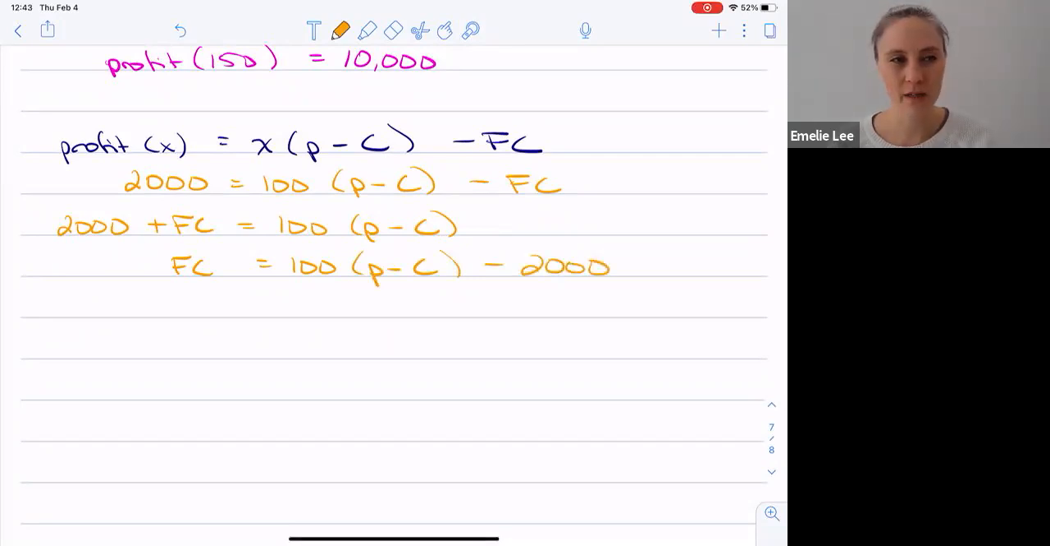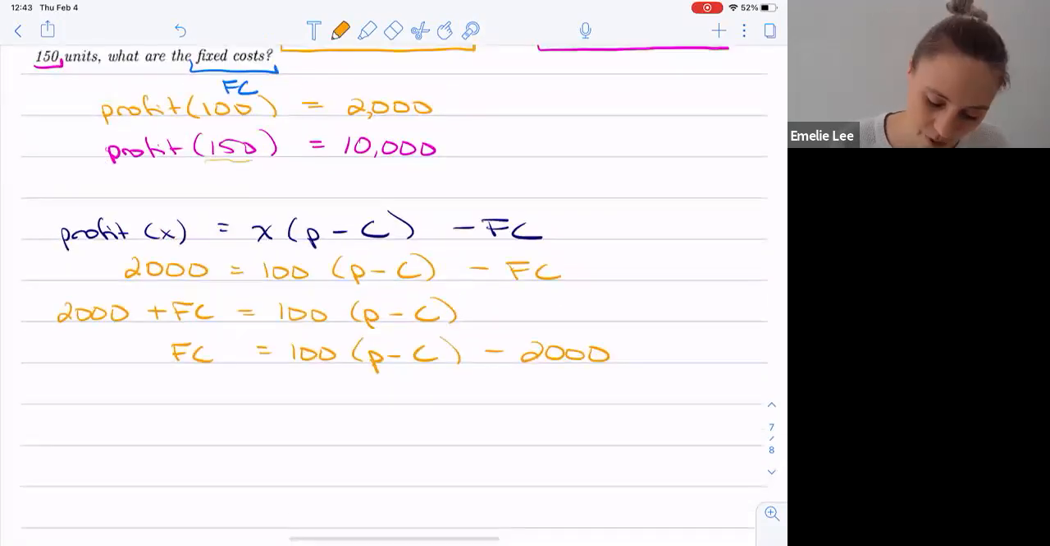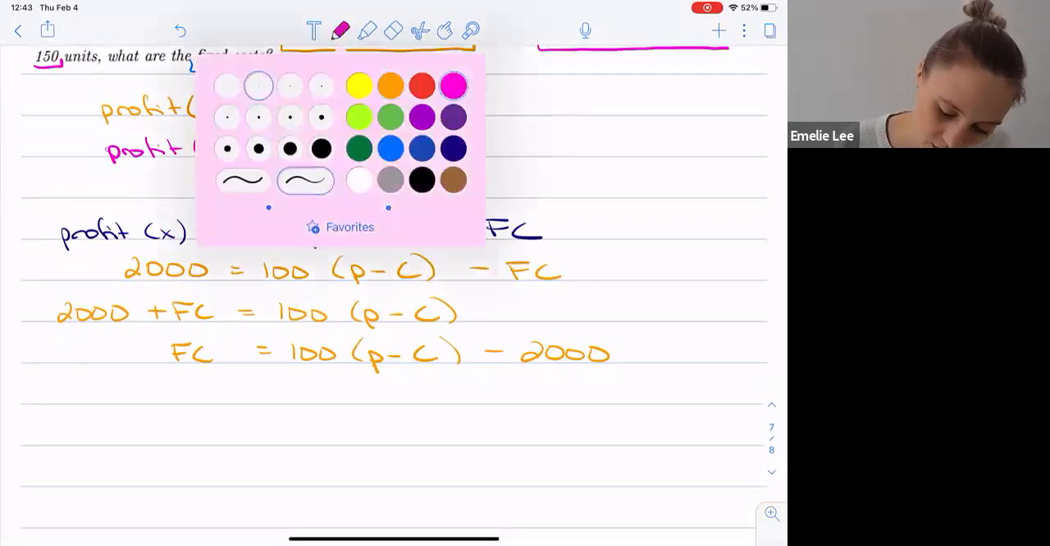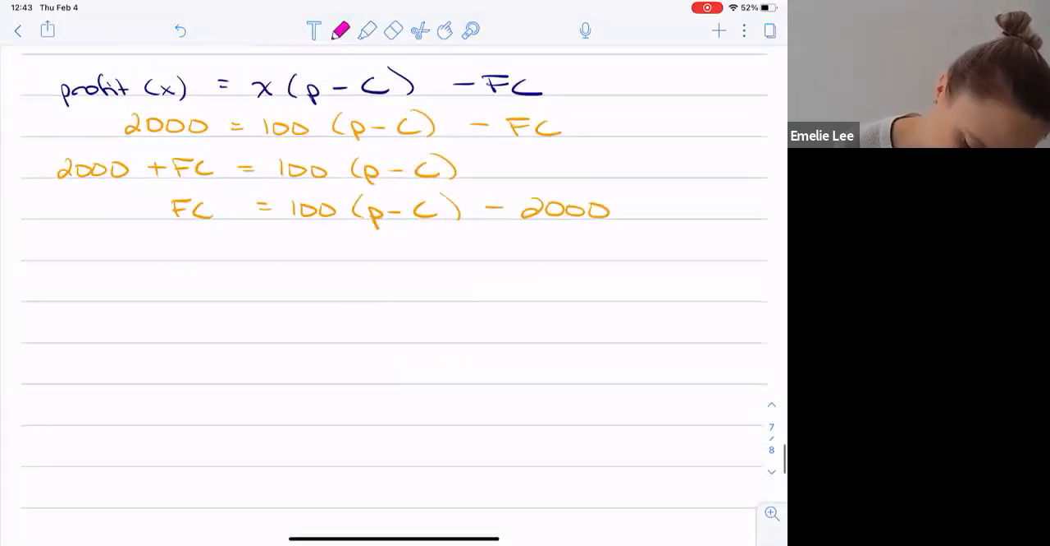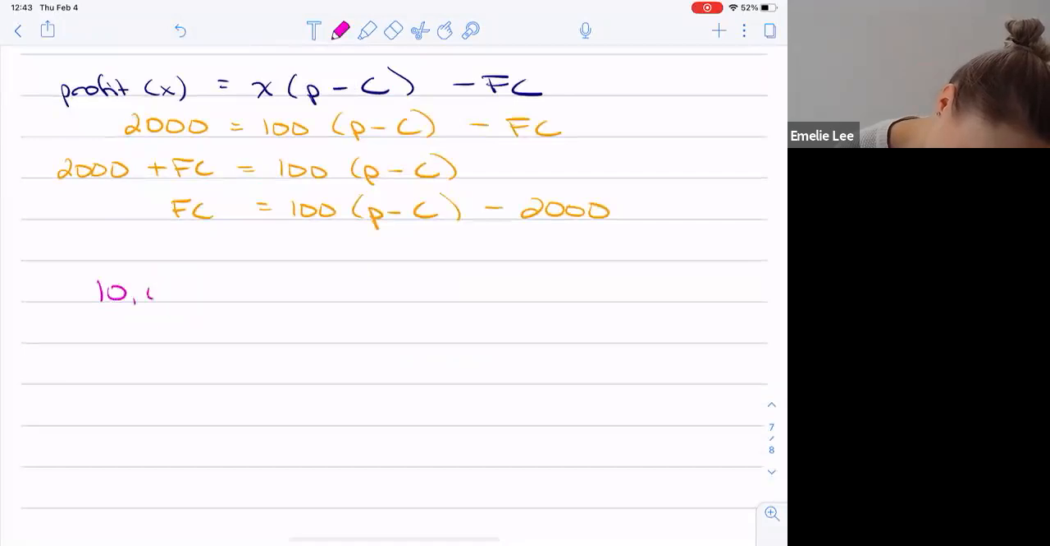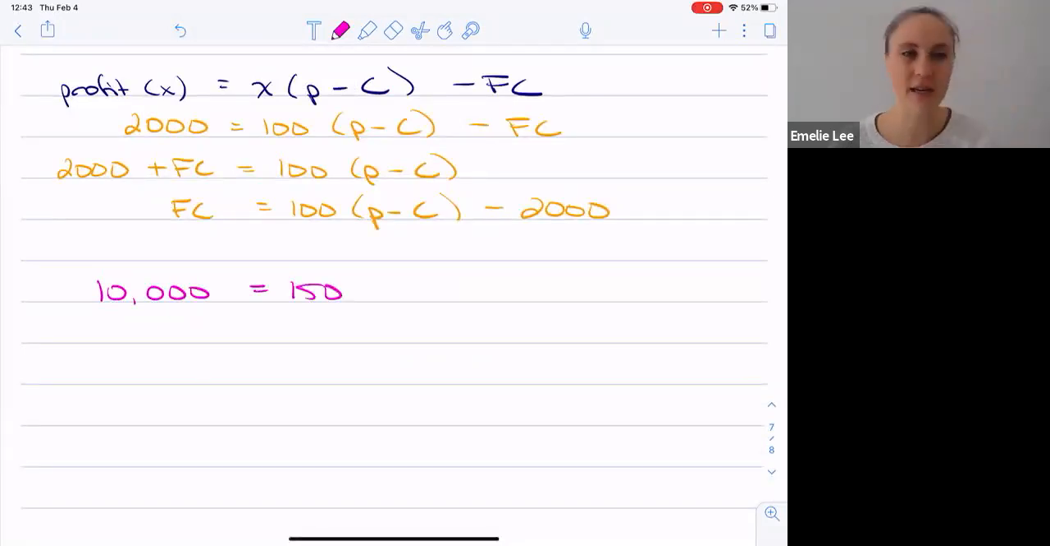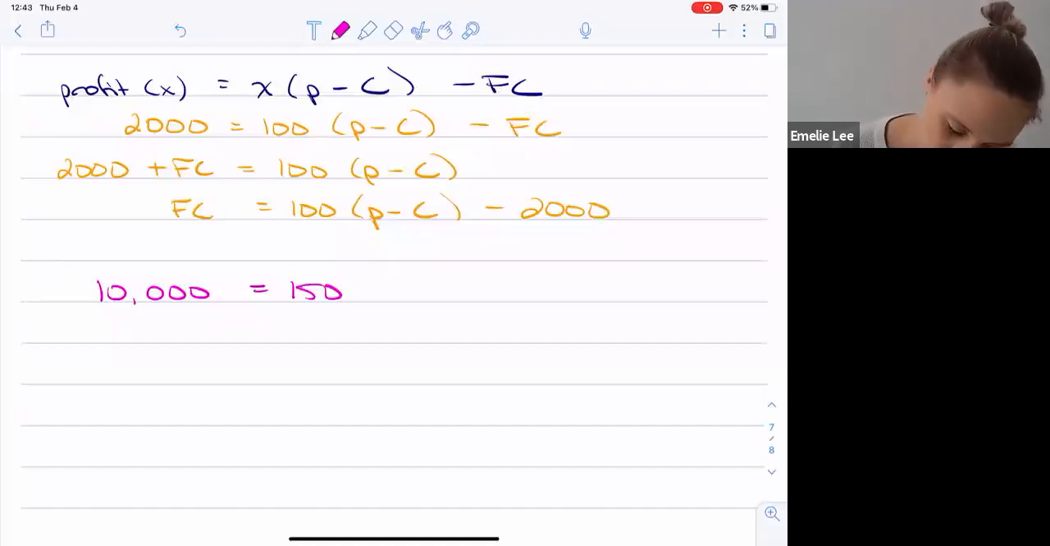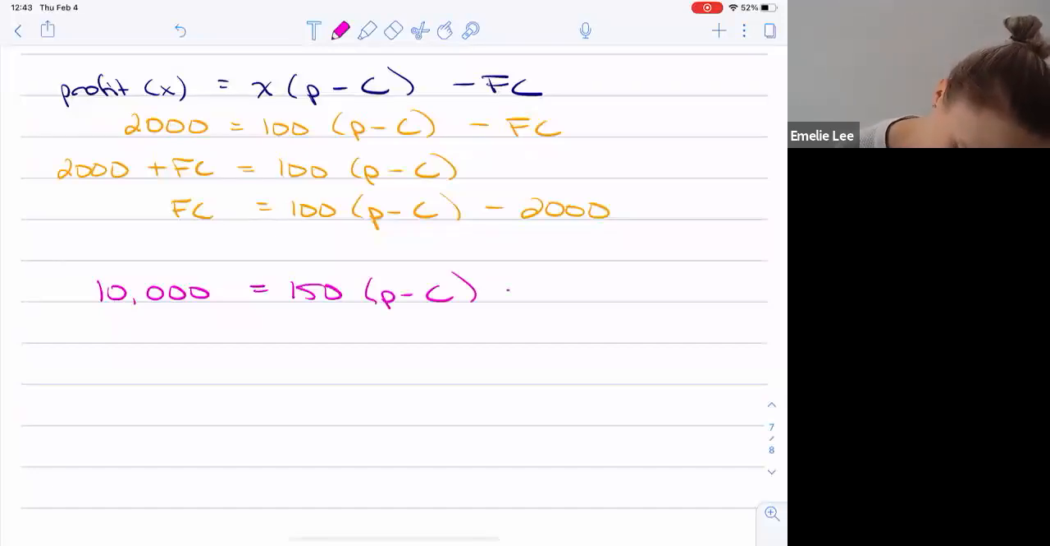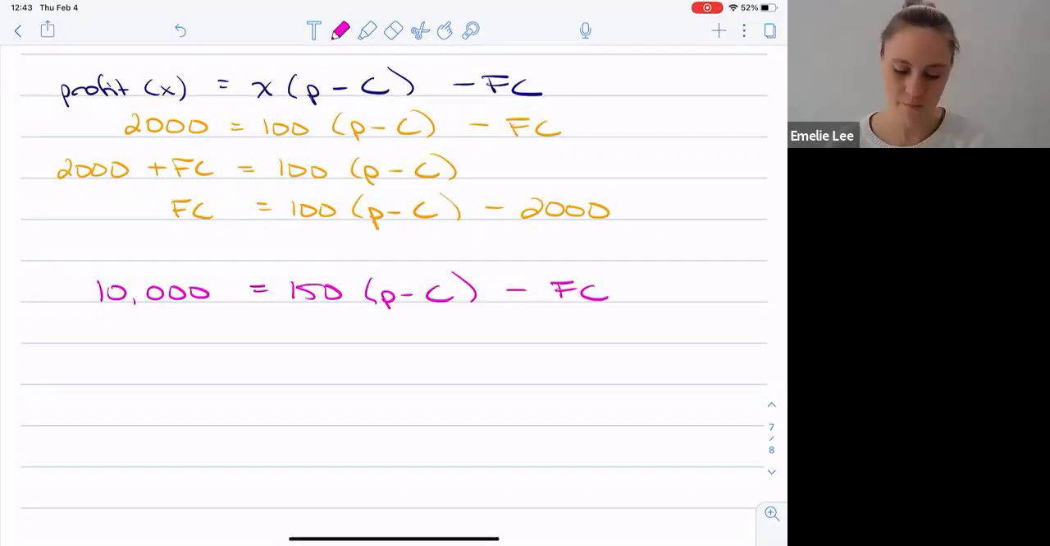Okay. What I'm going to do is the same thing with the pink one. So the profit at 150. At 150, I had a profit of 10,000. Replacing X with 150 now, times P minus C, minus the fixed costs.